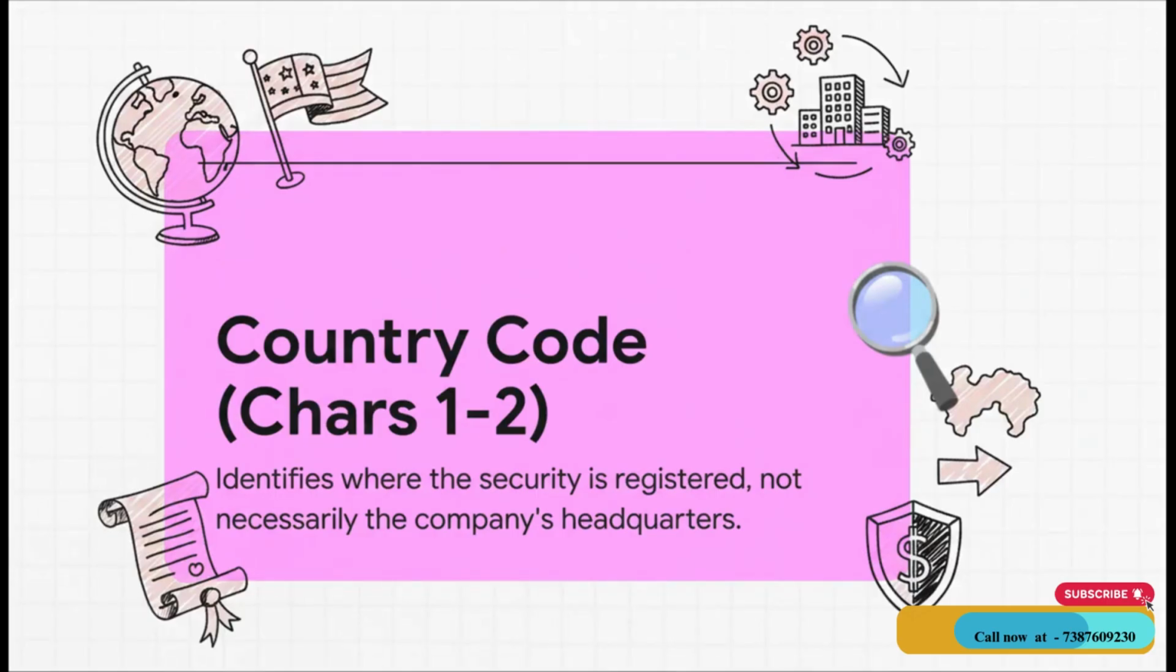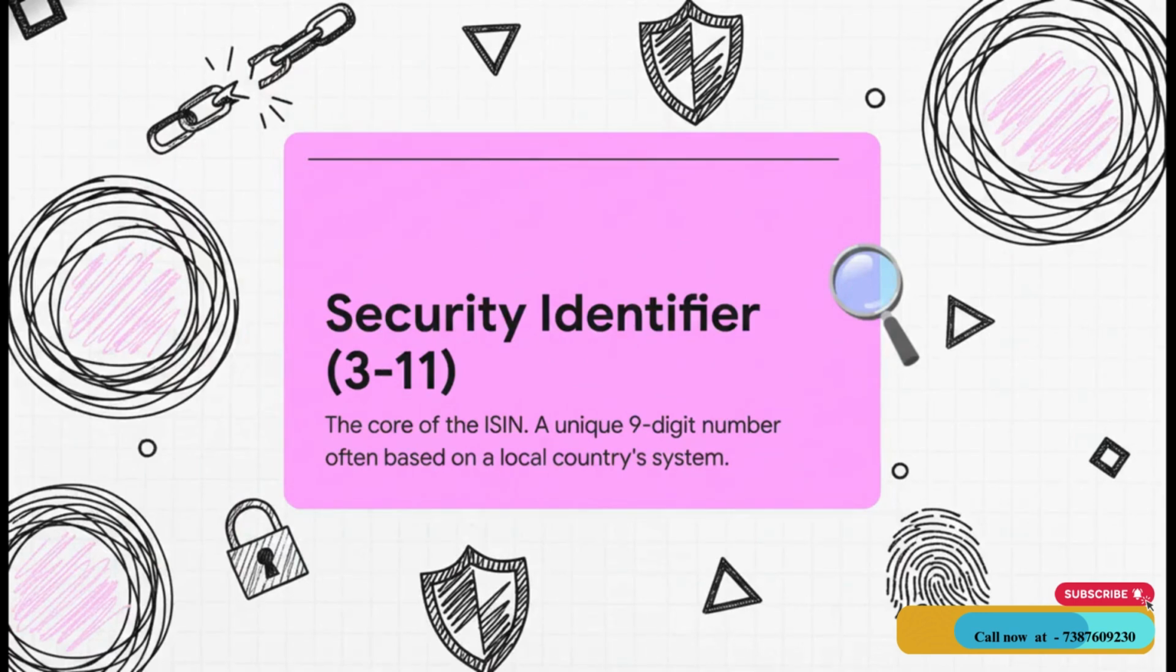The first two letters are pretty simple. That's the country code. US for the United States, DE for Germany, IN for India. You get it. But here's a really crucial detail. This tells you where the security was issued, which is not always the same as where the company is headquartered. That's a key difference.